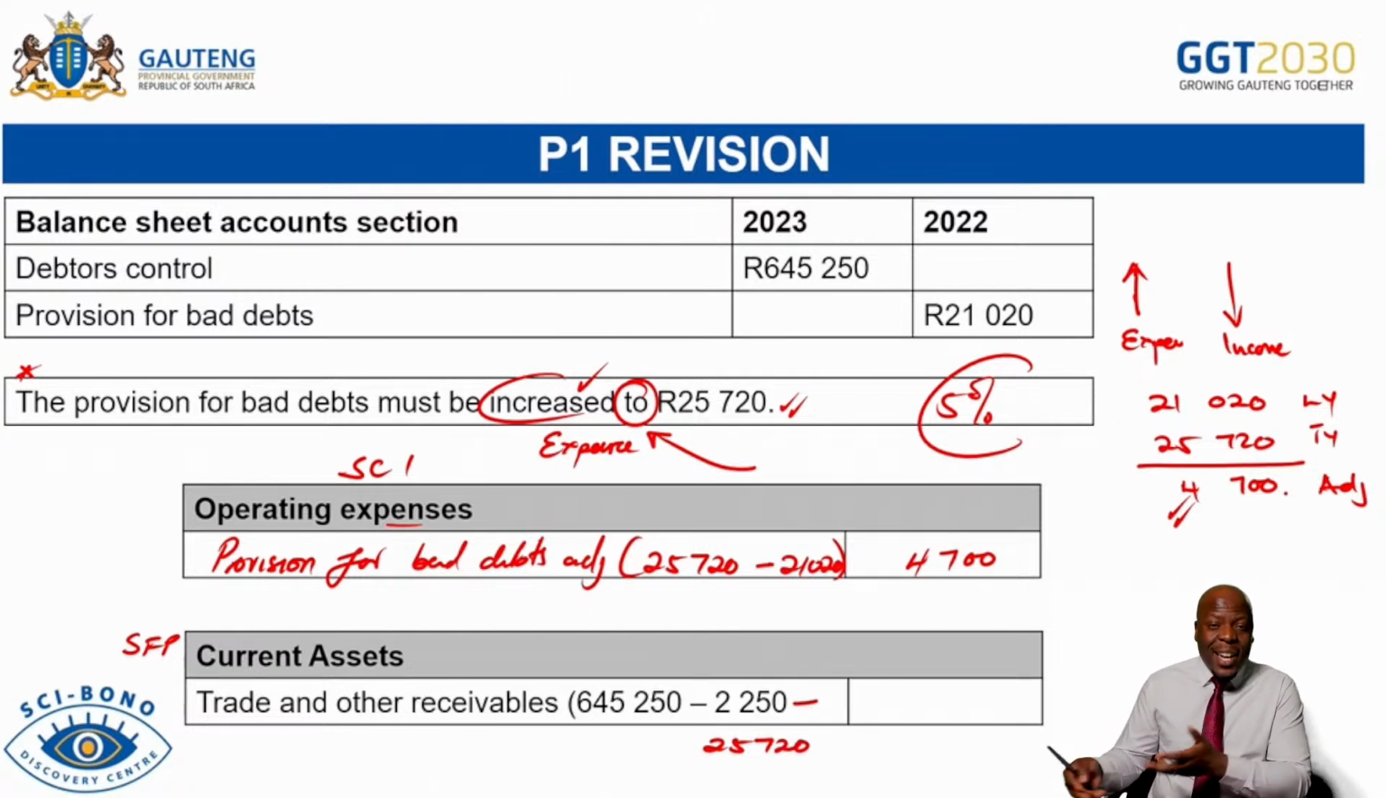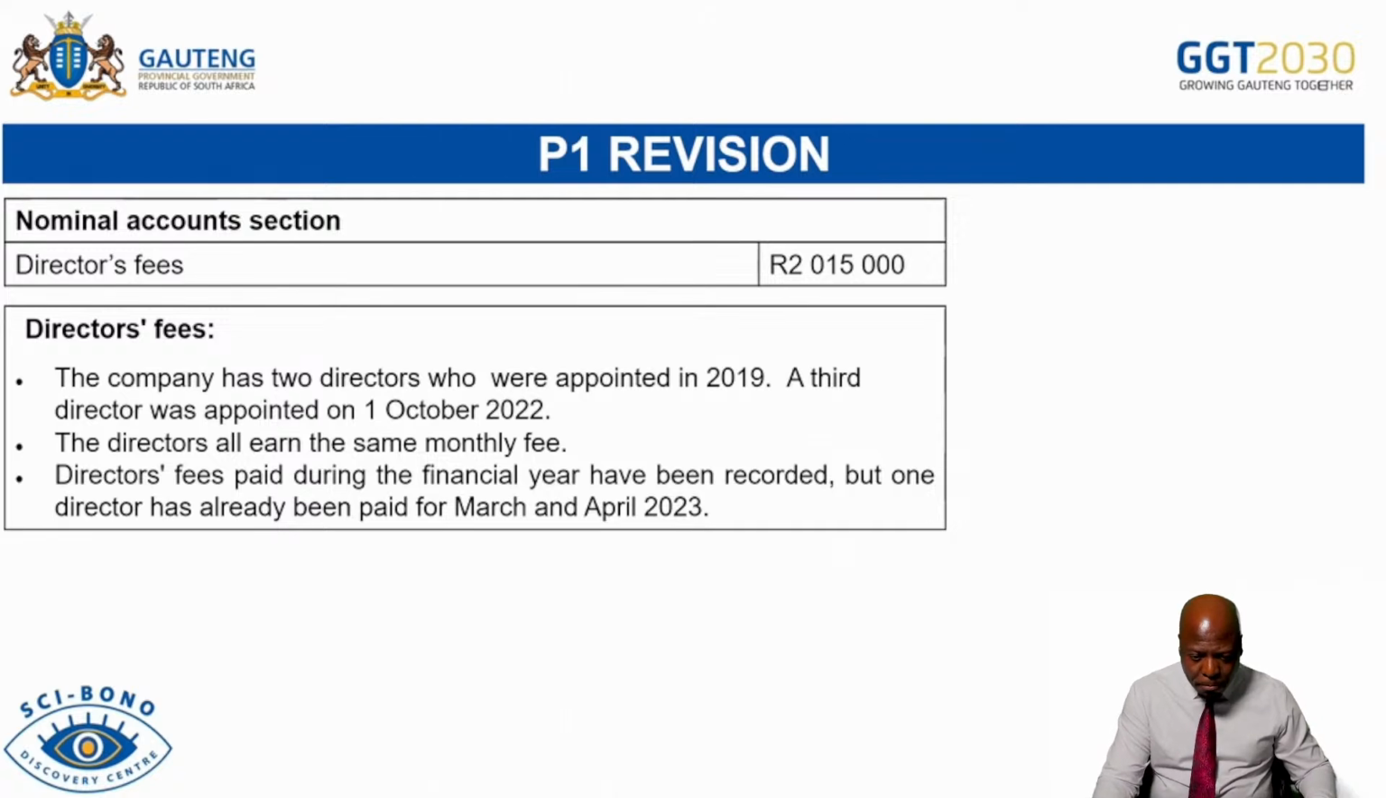That will assist you in calculating the provision for bad debts adjustment. Okay, let's go on to the next adjustment then. This is a common adjustment that has been coming in most recent papers. All right, director's fees adjustment.